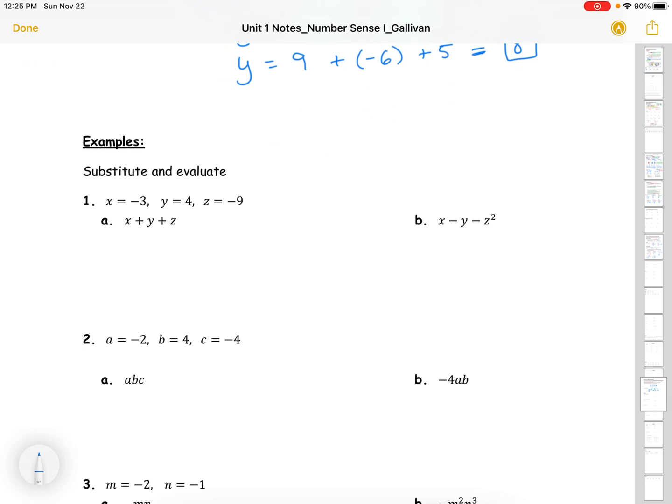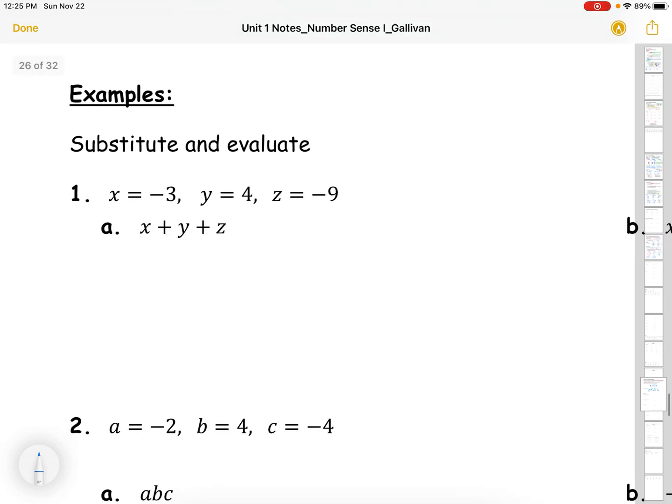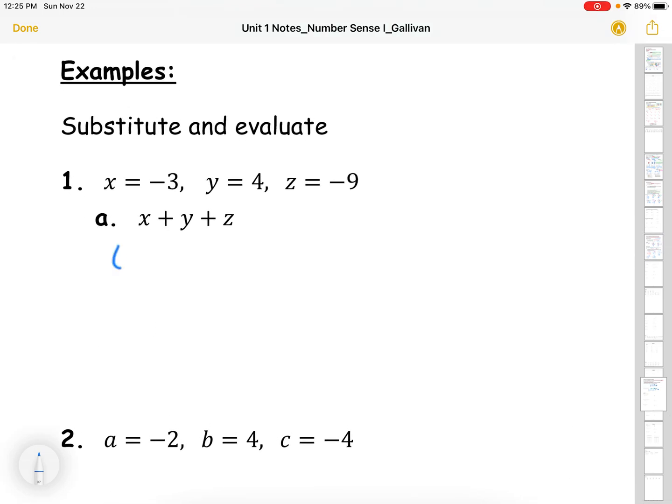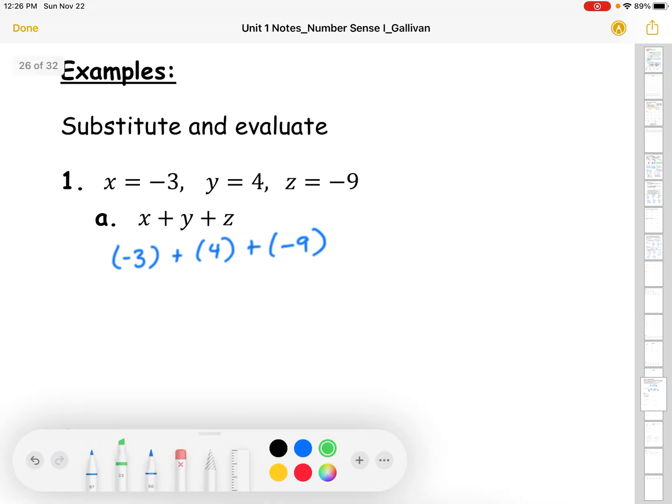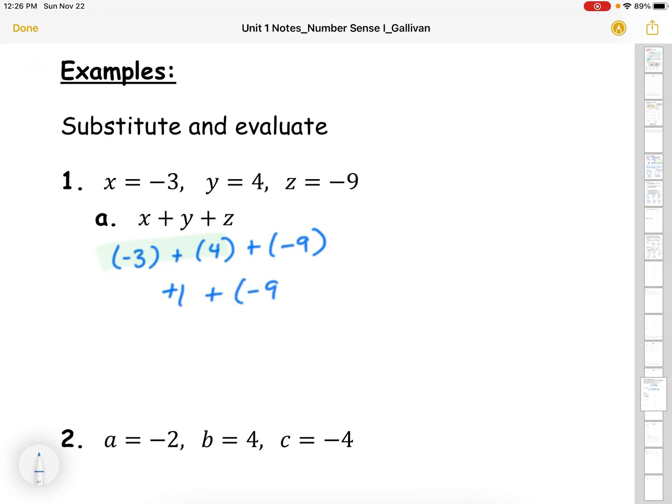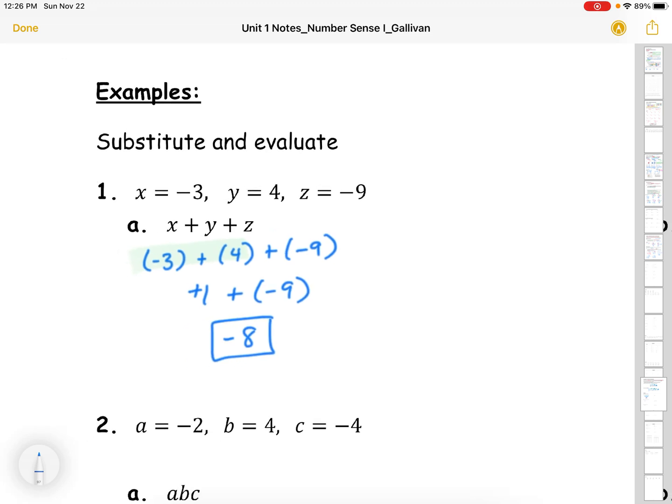Okay, so let's do some examples. So substitute and evaluate. So x is equal to negative 3, y is equal to 4, and z is equal to negative 9. So we're going to substitute in all of those for those values. So (negative 3) plus (4) plus (negative 9). Now these are all adding, so I'm just going to do them from left to right. So negative 3 plus positive 4 is positive 1, plus negative 9, which will leave us with negative 8 as our final answer.